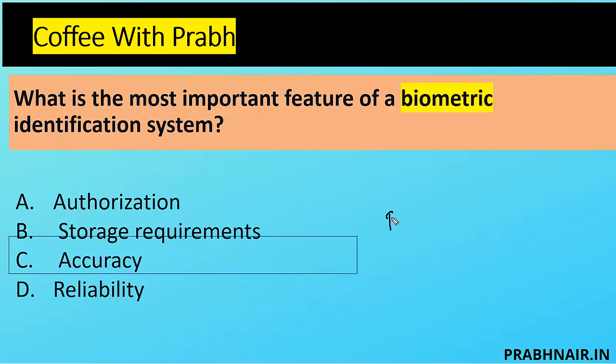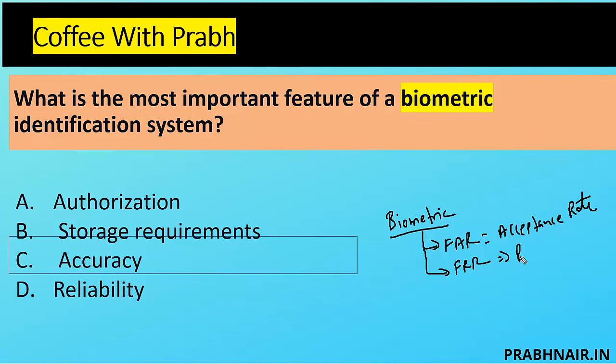In biometric, we have two types of errors. One is called FAR and one is called FRR. FAR stands for false acceptance rate, and FRR stands for false rejection rate. Now what is the difference? In the case of false acceptance rate, there is a possibility that an unauthorized user is falsely accepted by the machine. That is called FAR. And FRR is where even the authorized user is rejected by the machine.